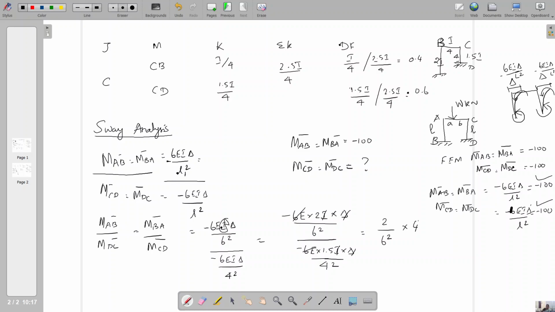2 by 6 square into 4 square by 1.5 square. This can simply multiply 2 into 4 square equal to 32 divided by 6 square into 1.5. It is only 1.5, no? So 6 square into 1.5 is 54. So it is not finished yet.